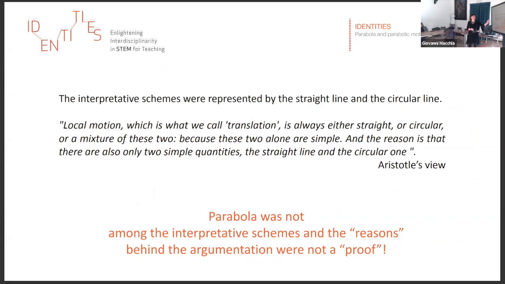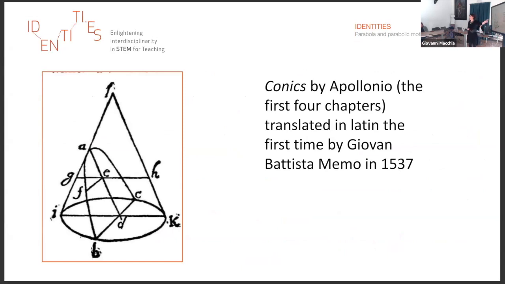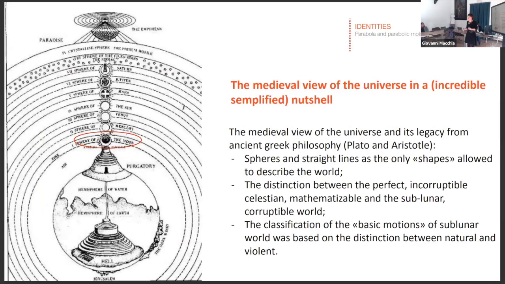interpretative scheme. Also because actually the book of Apollonio, the Conics, was just translated in the same year of the book of Tartaglia. So this was important in order to enlarge the mathematical concept and to enlarge the discussion in this interdisciplinary boundary, in order to have a new also mathematical knowledge. In that moment, Tartaglia didn't have this.